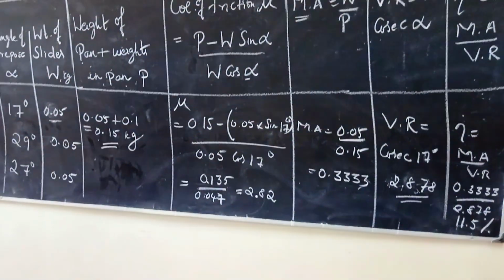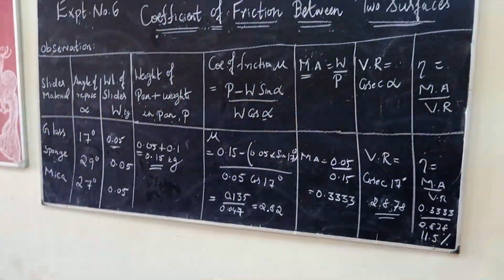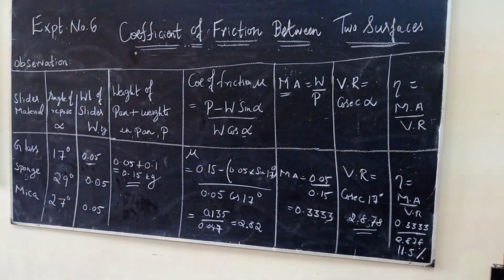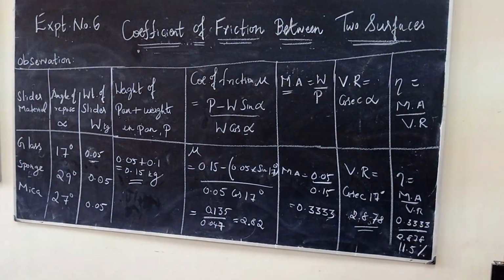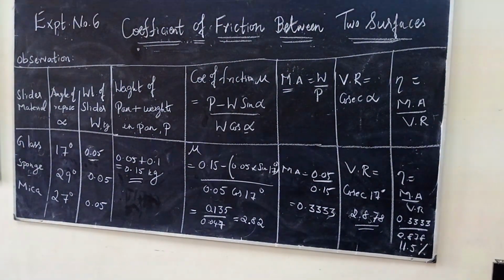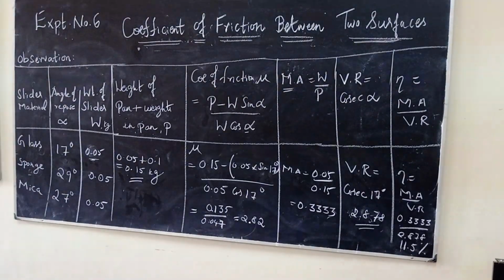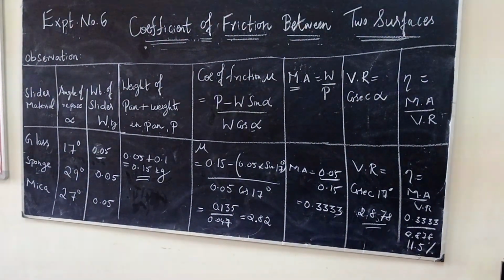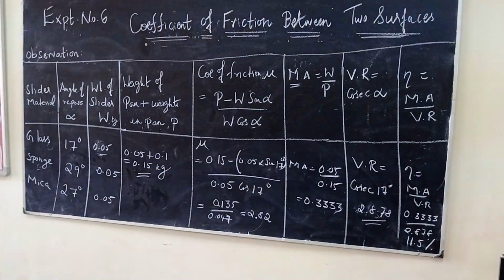So you can see the values there. Okay. So I've calculated for only one element, one glass slider. If I calculate for the glass slider, I can see this efficiency is 11.5%. So this much efficiency is required to drive my glass member.